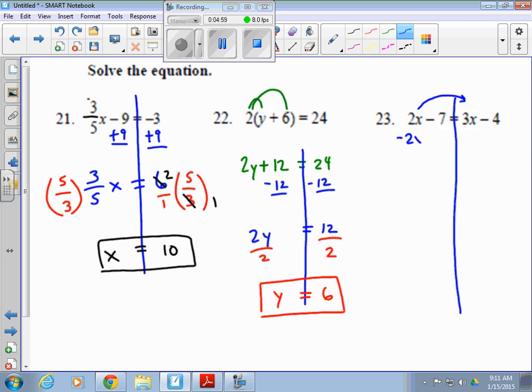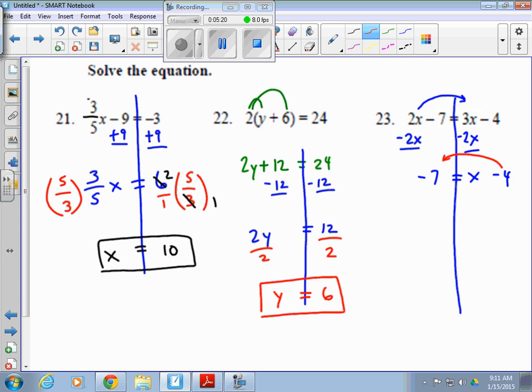subtract 2x. If you do it there, do it here. 3x minus 2x is 1x. You still have minus 4 right there, and you still have negative 7 on the other side. Since you brought your x's to the right, it doesn't do us any good to bring the negative 7 over to the same side. Let's bring the negative 4 to the opposite side.